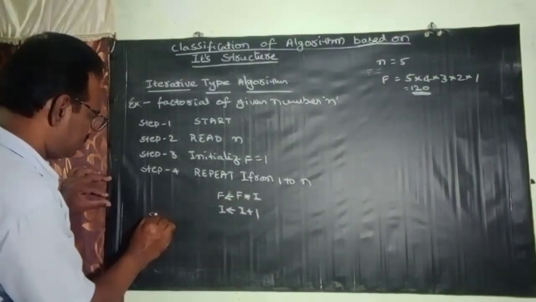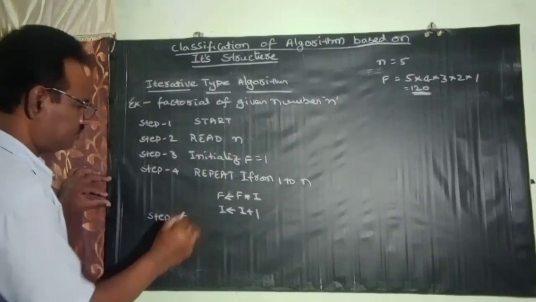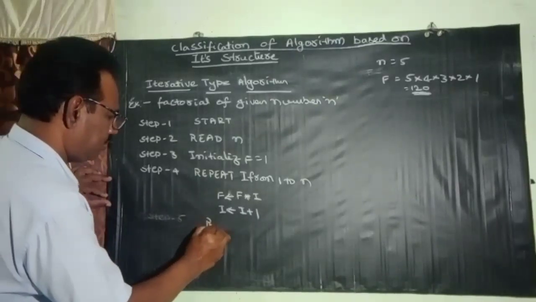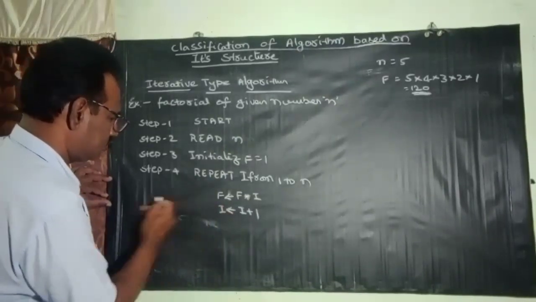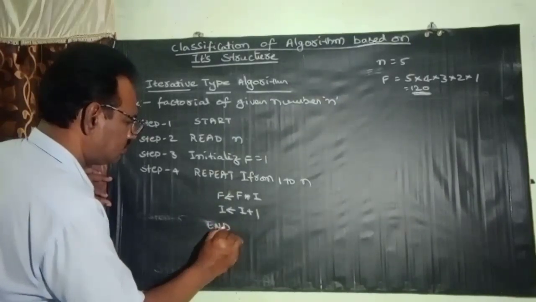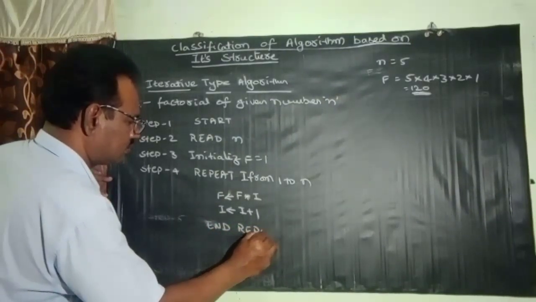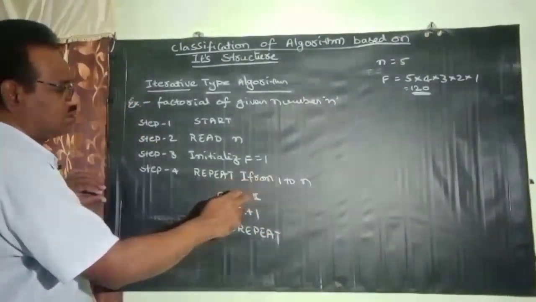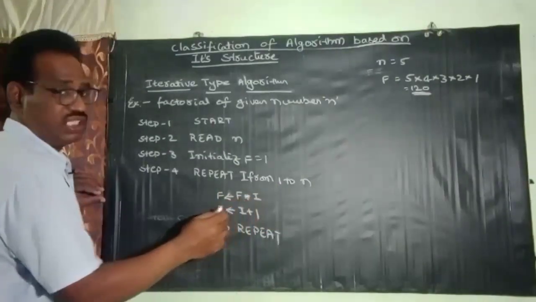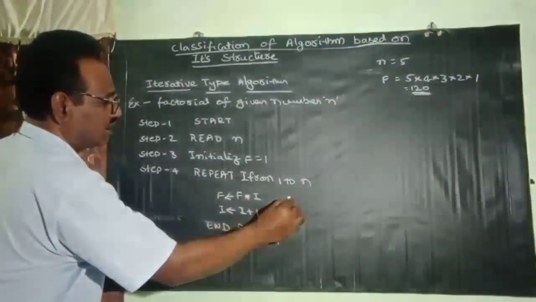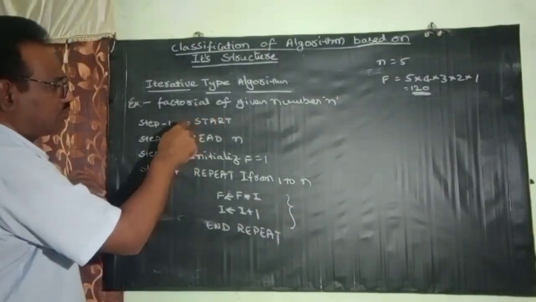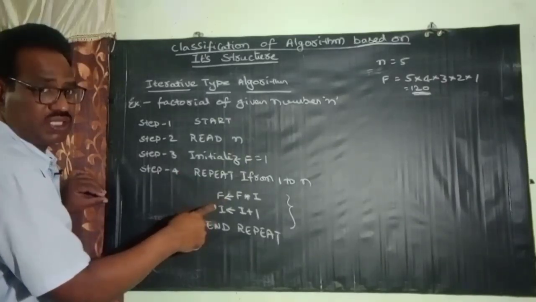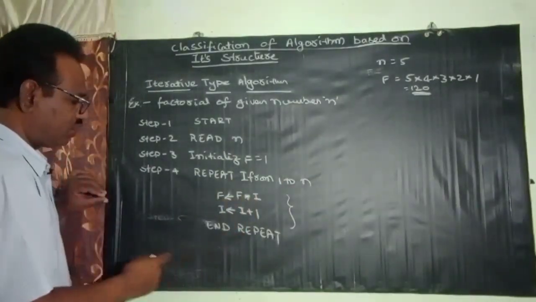Then step 5. Before this I have to close the repeat, end repeat. So these statements I have to repeat for n number of times. For finding the factorial of a given number, this comes under repetition. Starting from here, it will go for the second, third and fourth, and the fourth statement will be repeated based on the condition, and finally it is going to print the result.